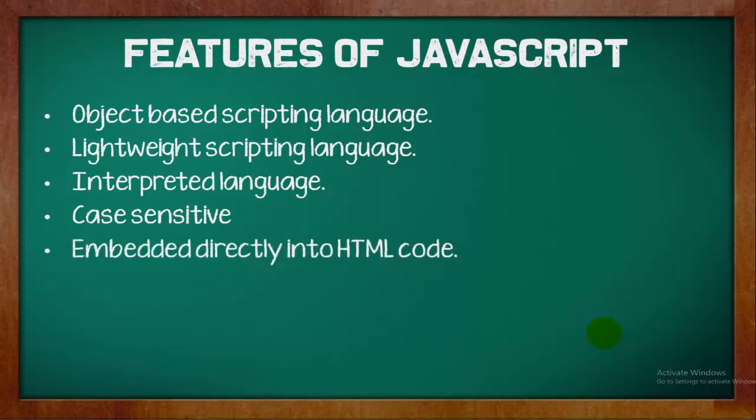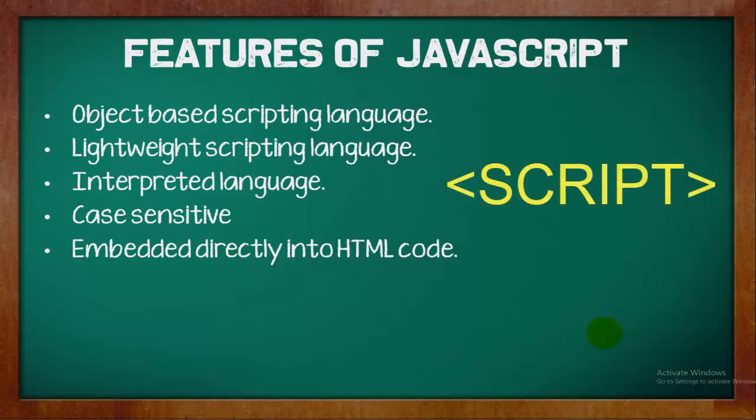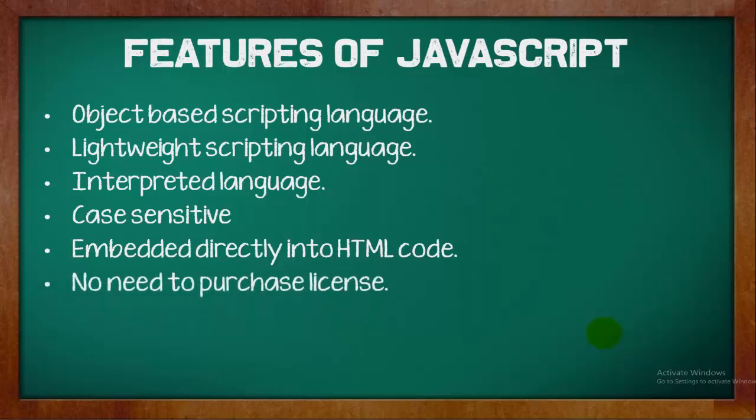And the fifth one is embedded directly into HTML code. If I write HTML code, I can directly embed my JavaScript inside my HTML code with the help of the script tag that we have already learned in our first unit. And the major important thing is that with JavaScript, we need not purchase any license like Microsoft products. If you have a web browser, all web browsers are JavaScript enabled, maximum 90%. So we need not purchase any license. You can just write a program, directly execute it, and the output will come in front of you.